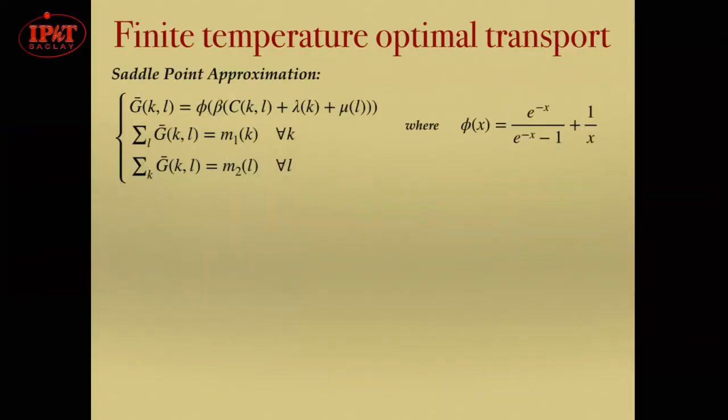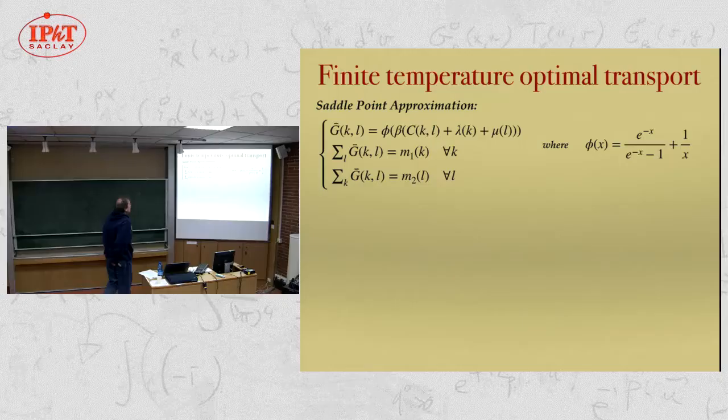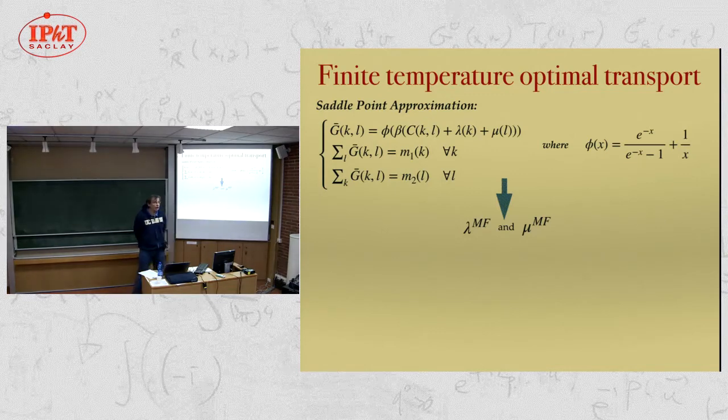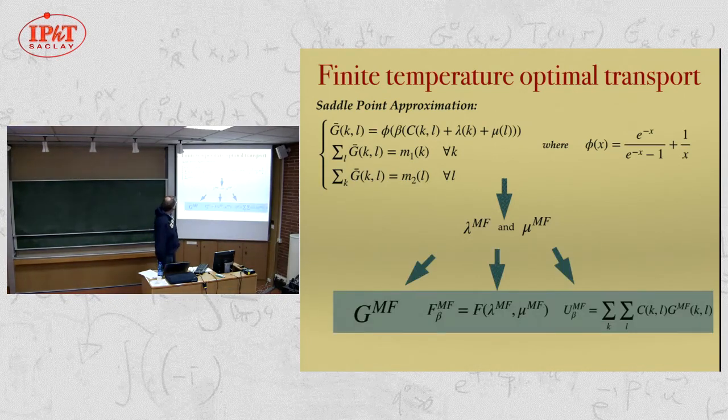If you are strictly concave, with the saddle point approximation, you look at where it reaches that maximum. And that gives you a definition for G and the constraints that it needs to satisfy. It looks sort of like what we had with Sinkhorn, but we'll see what the differences are. You solve that system. It gives you lambda and mu at the saddle point, the mean field value for lambda and mu. Once you have the mean field value, you compute G.